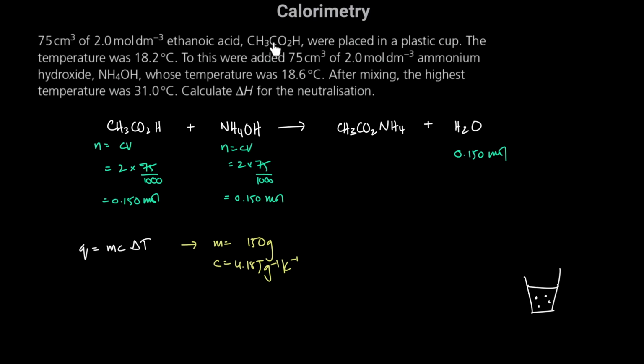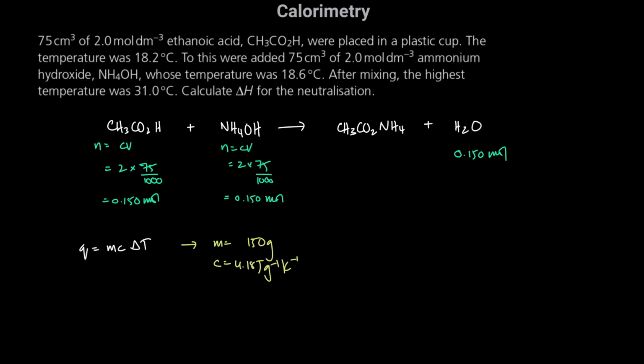So I'll repeat this. We're mixing 75 cm cube of this solution with 75 cm cube of this solution, so the final solution in which the reaction takes place is 150 cm cube. Okay, that's the water, the solvent in which the reaction is taking place. We're assuming that 150 cm cube of solution is 150 cm cube of water, ignoring the concentration due to the solute, which means we have 150 grams of water. We're also assuming that the specific heat capacity for this solution is the same as that of water, because it's going to be slightly different, but we're assuming it to be the same.